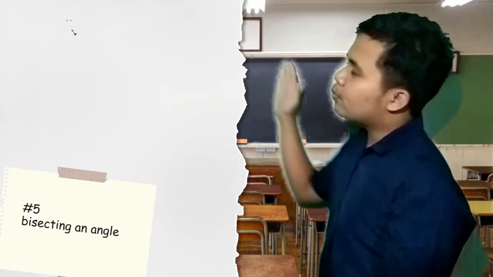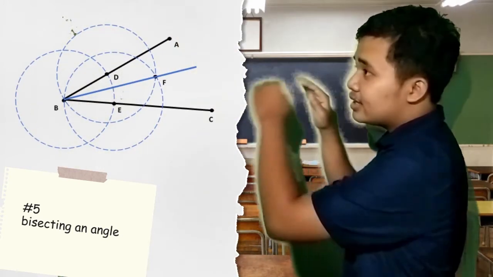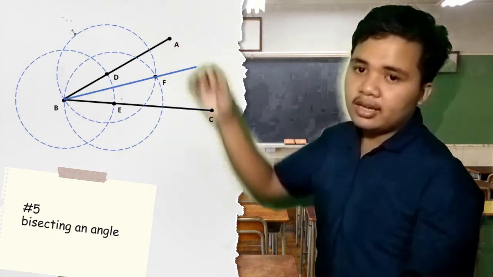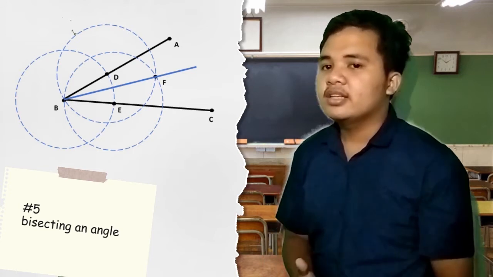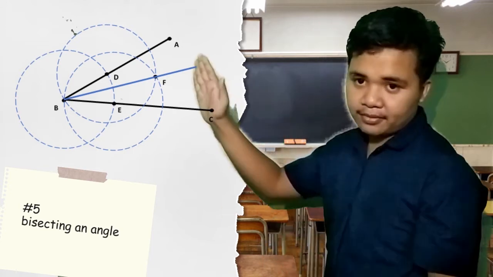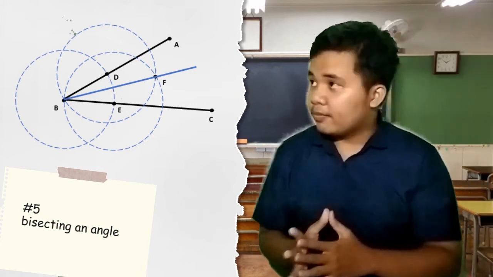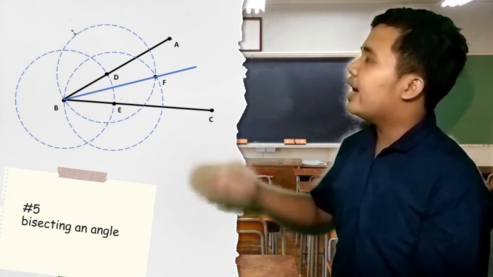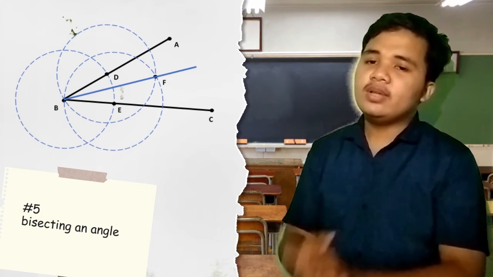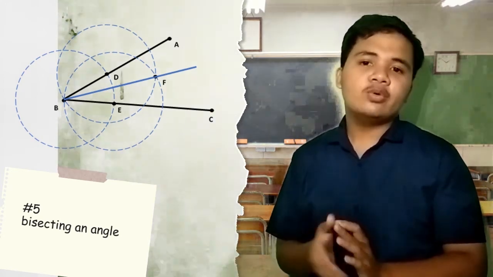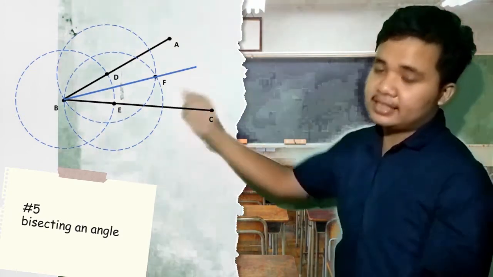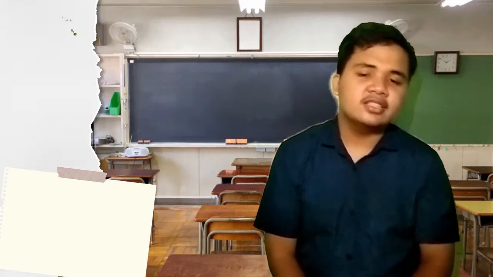Connect point B to point F. Create a straight line from point B to point F. It will create a new line segment called line BF. Thus line BF bisects angle ABC, and it creates two new angles, angle ABF and angle FBC. Okay, that's all from my presentation. Thank you for listening and goodbye.